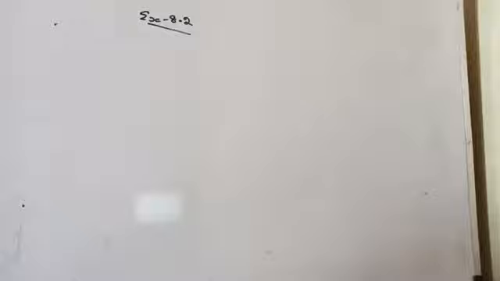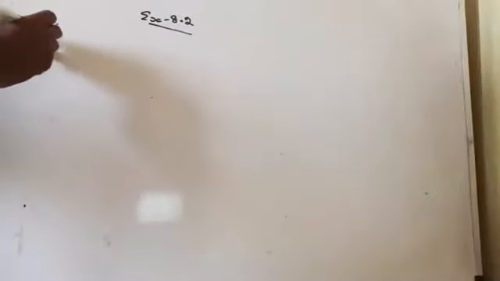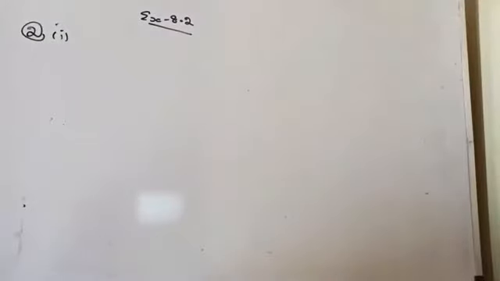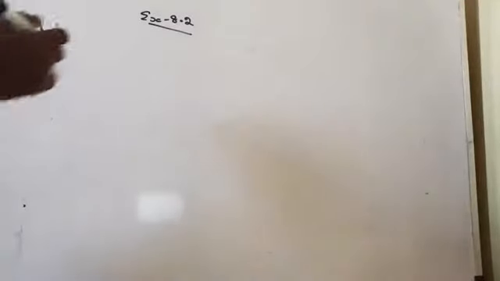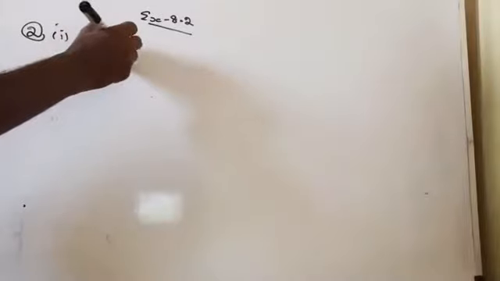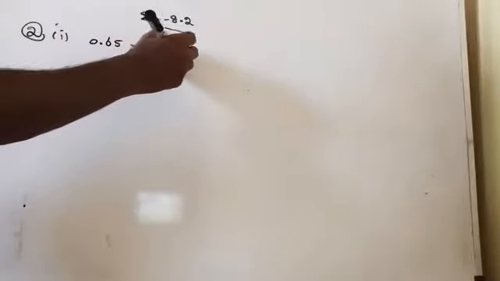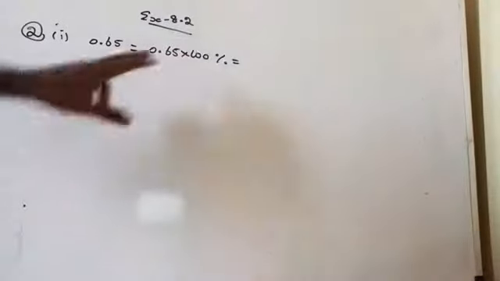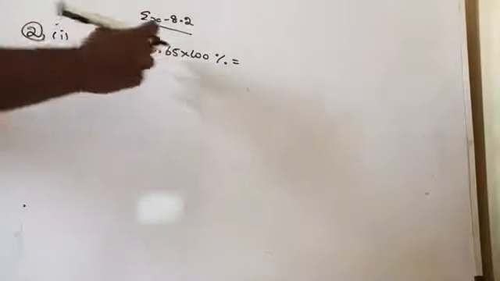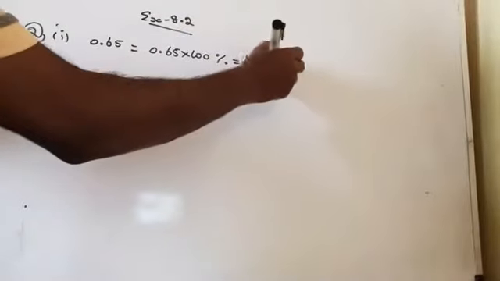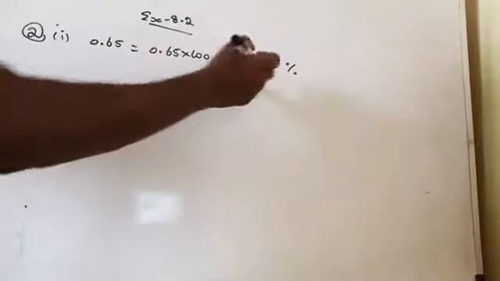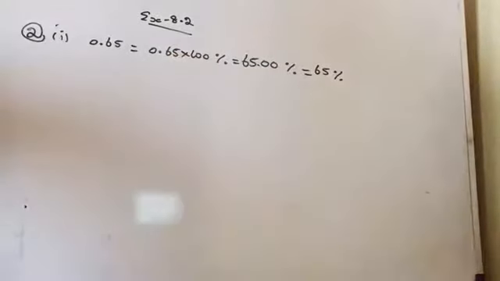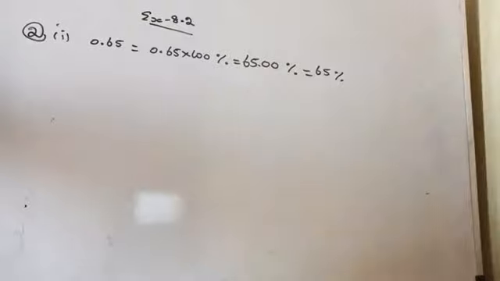Second question: convert the given decimal into percentage, that is 0.65. That can be written as 0.65 into 100 percentage. 0.65 into 100 is 6500. After that you have to cut two decimal places, so that is equal to 65 percentage. Are you getting it? Yes.